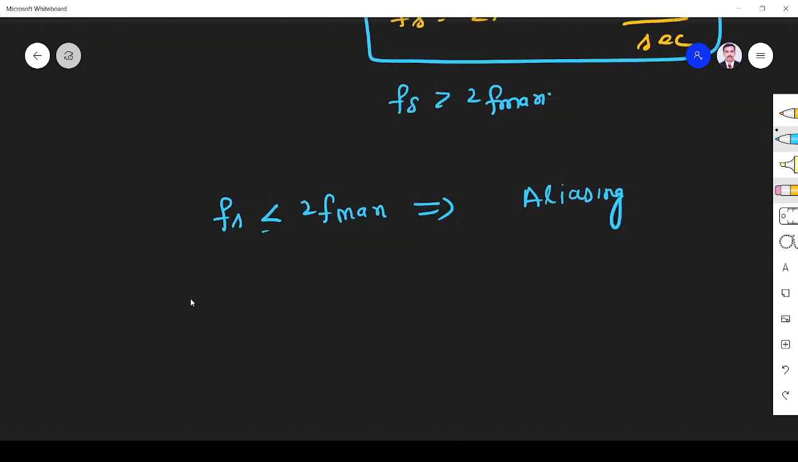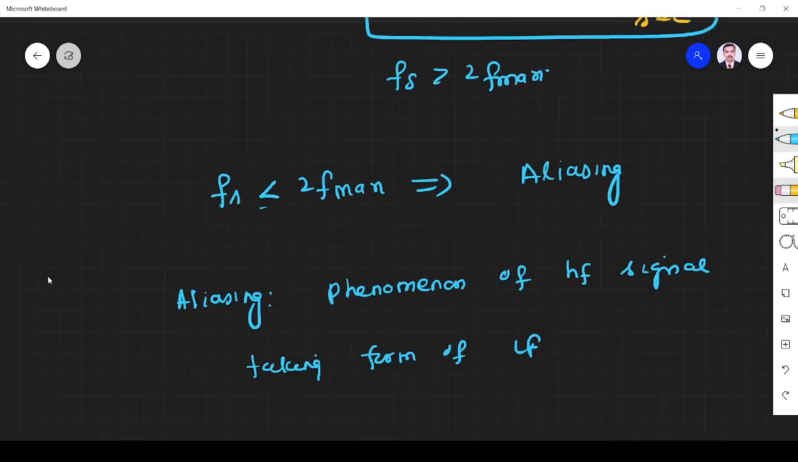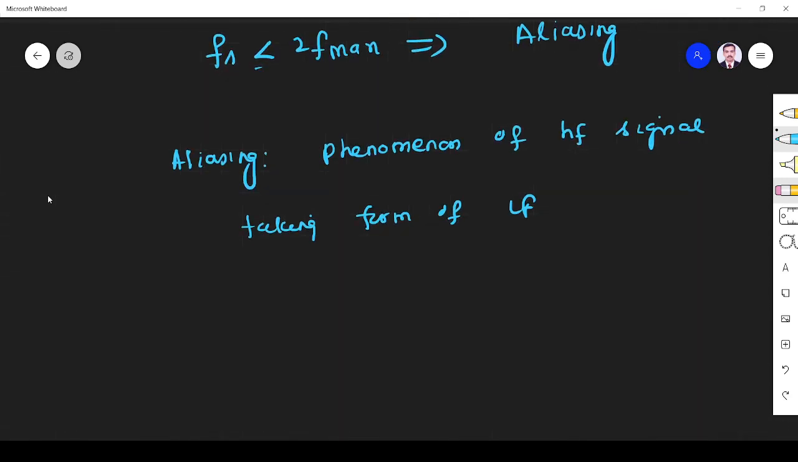So this will create aliasing. Aliasing means the phenomenon of high frequency signal taking the form of low frequency. That is called aliasing, right? So if the Nyquist sampling criterion is not satisfied, it will create aliasing.